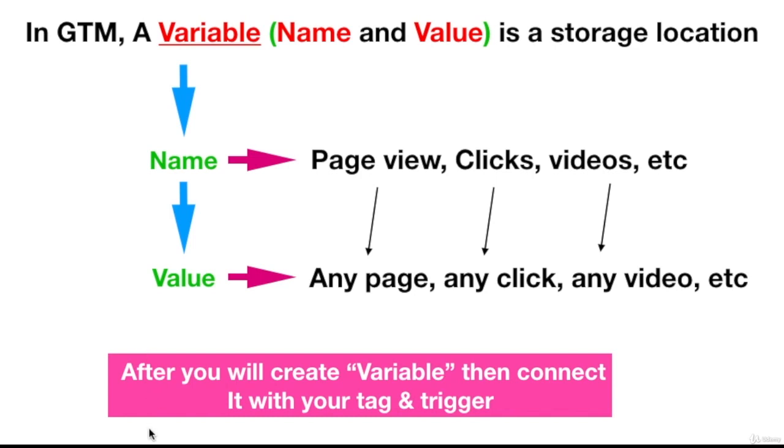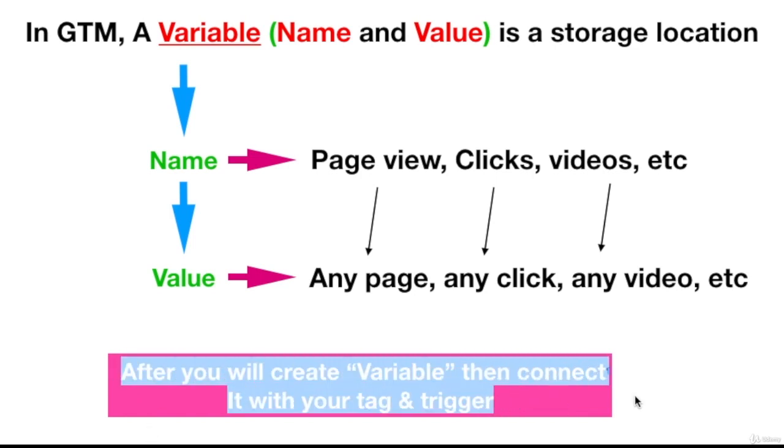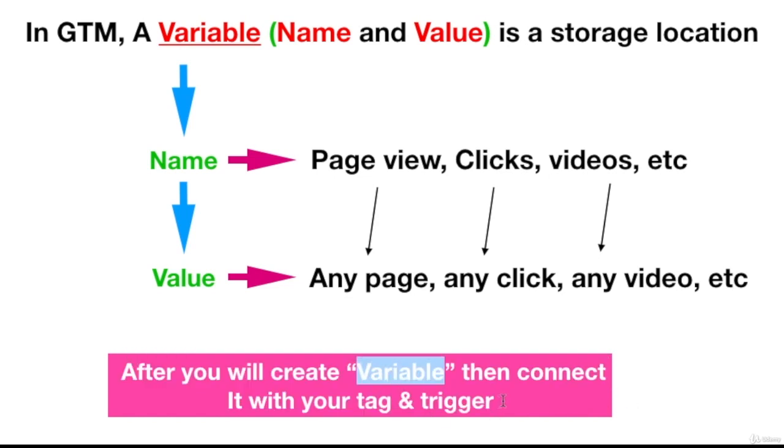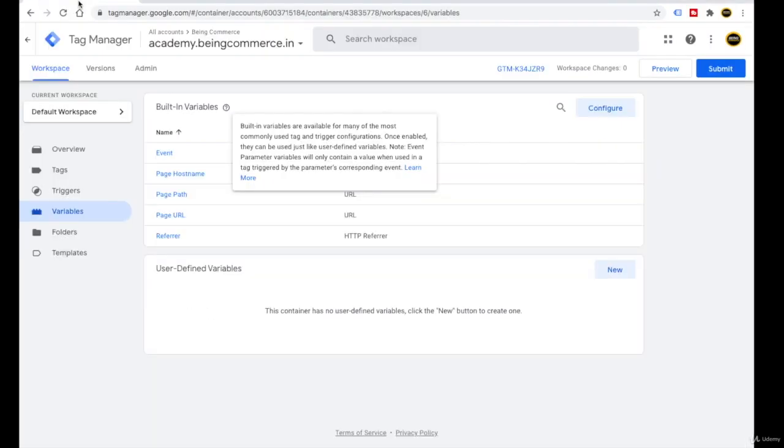And here I have given you one rule: after you create a variable, connect it with your tag and trigger. Whenever you create a variable, connect it with your tag and trigger. We have already learned what a tag and trigger are. Now just go to your Google Tag Manager.